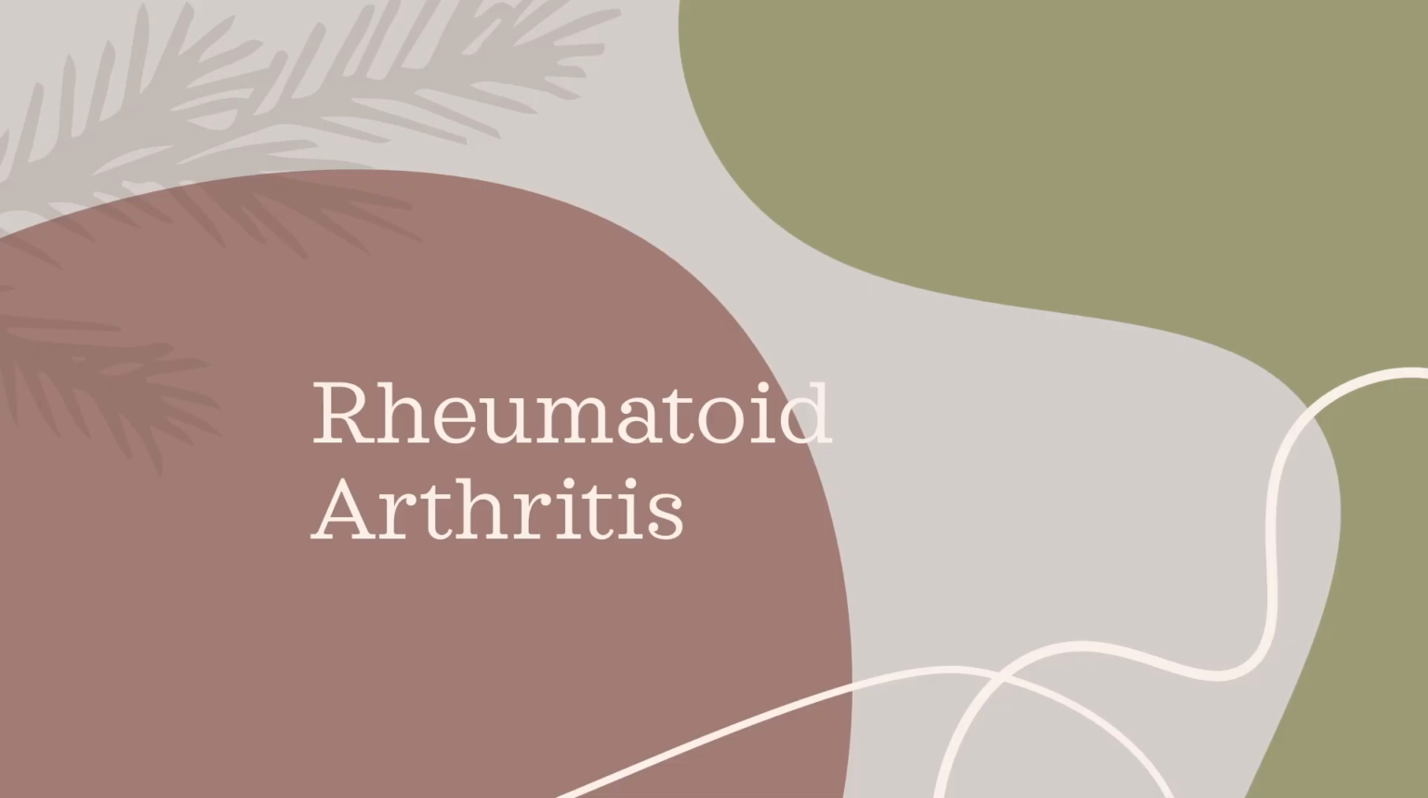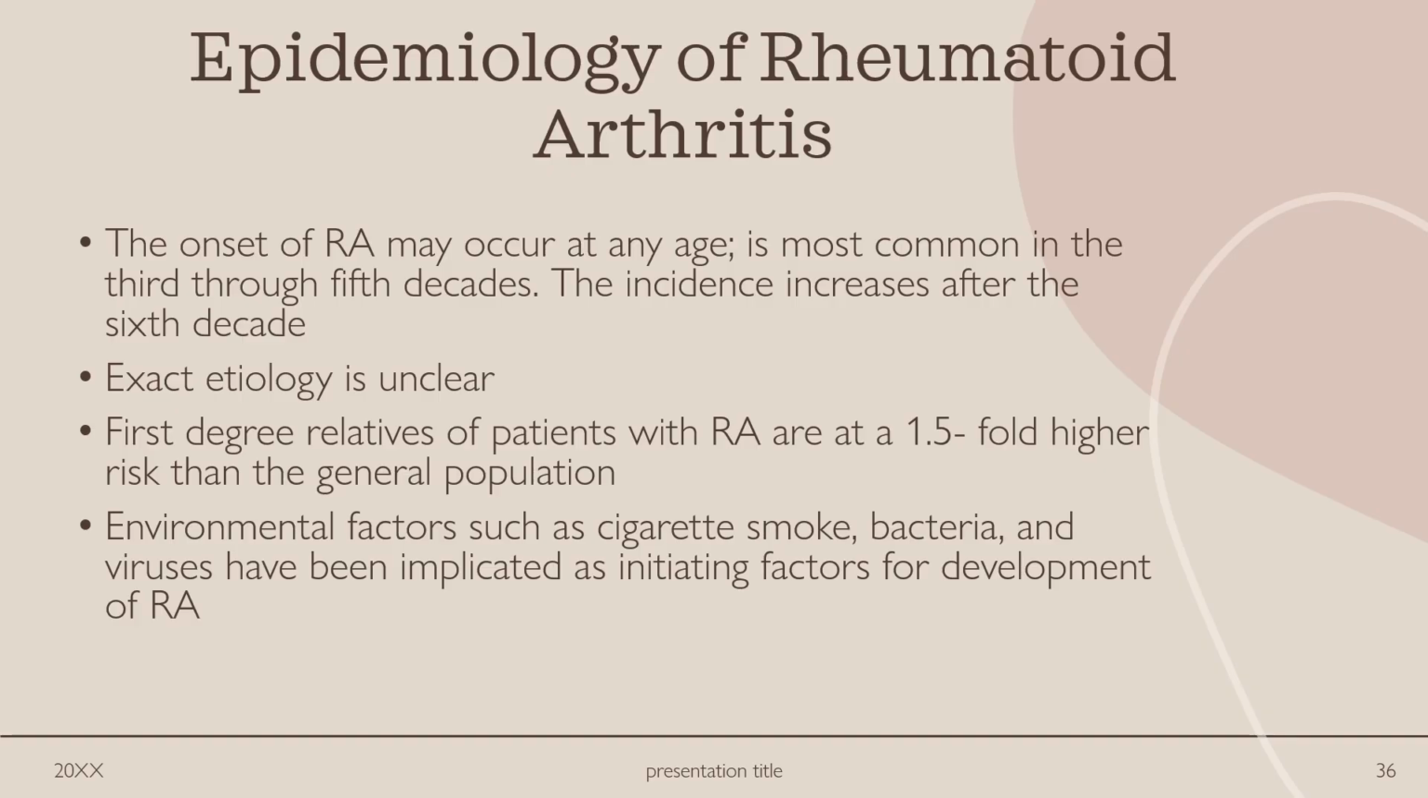So moving on to rheumatoid arthritis now. So the epidemiology of rheumatoid arthritis: the onset of RA may occur at any age, is most common in the third through the fifth decades, and the incidence increases after the sixth decade. So osteoarthritis, I think the age was 55. And so with rheumatoid arthritis, we are talking about the third through the fifth decades, so 30s through the 50s.